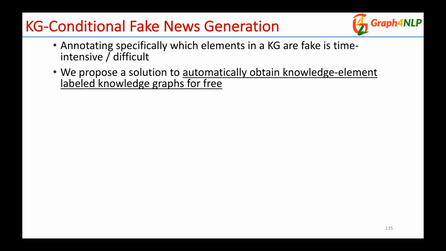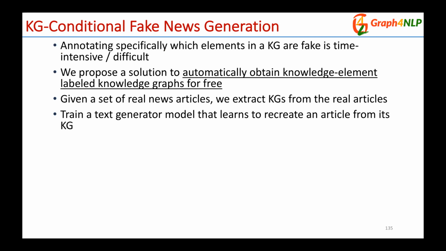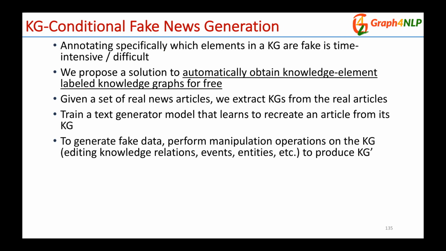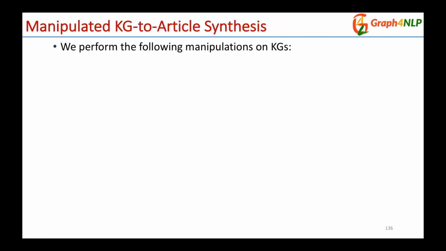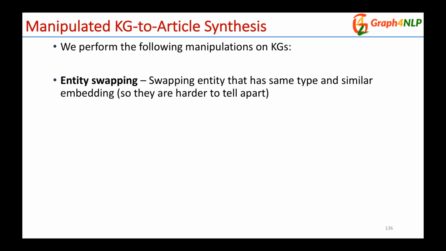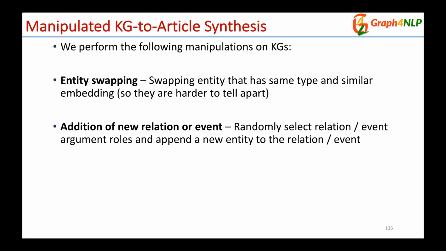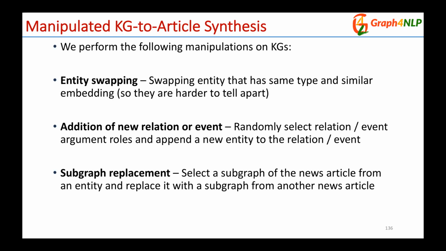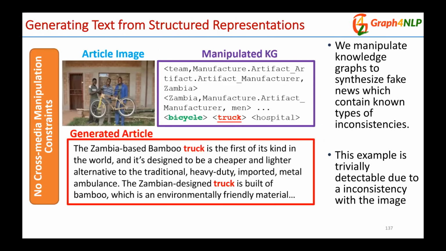then we can generate lots of training data for our detector. So basically the idea is, given a set of real news articles, we can construct a knowledge graph, and then we manipulate the nodes and edges using all kinds of operations so that we can generate a fake knowledge graph. And then we use that graph to condition our natural language generation to generate the training data. So the operations we have tried include entity swapping, which means we will replace the entity with its most similar one. And we also will add some new relations and events. And sometimes we can even replace the whole subgraph with another subgraph from another article. So these are just some examples.